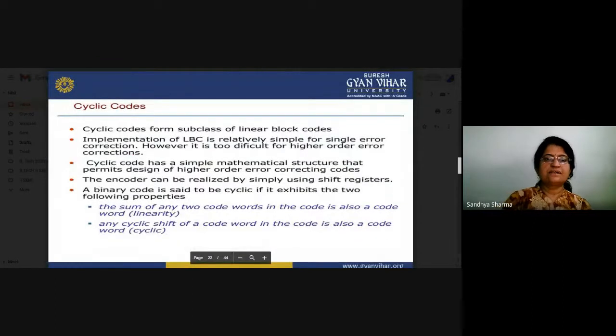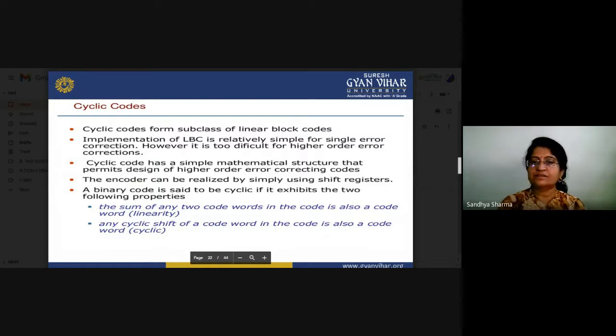Now there is another subclass of our linear block code. The cyclic code forms a subclass of linear block code. Implementation of an LBC is relatively simple for single error correction. The cyclic code has a simple mathematical structure that permits design of higher order error correcting codes. The encoder can be realized by simply using a shift register. That is basically a combination of shift registers, which we will see in our further slides.